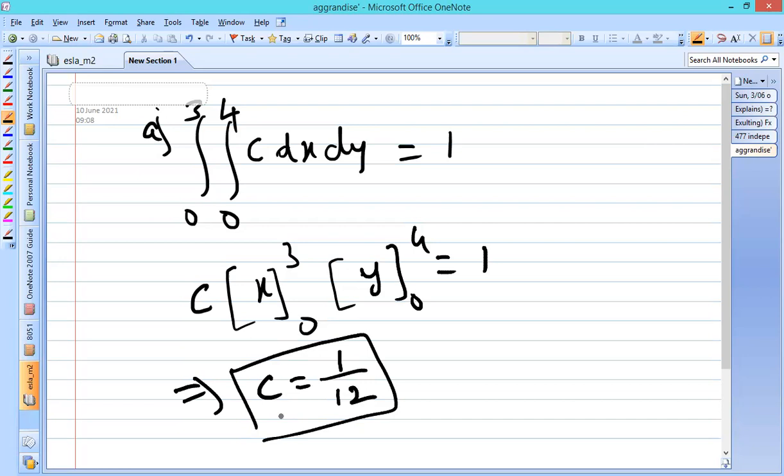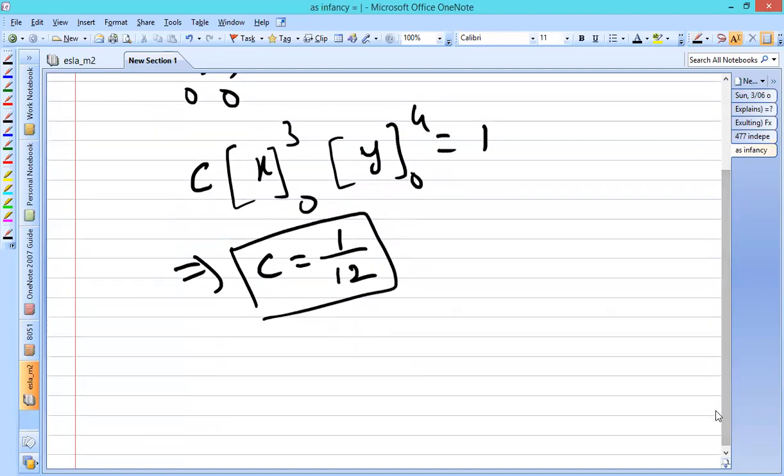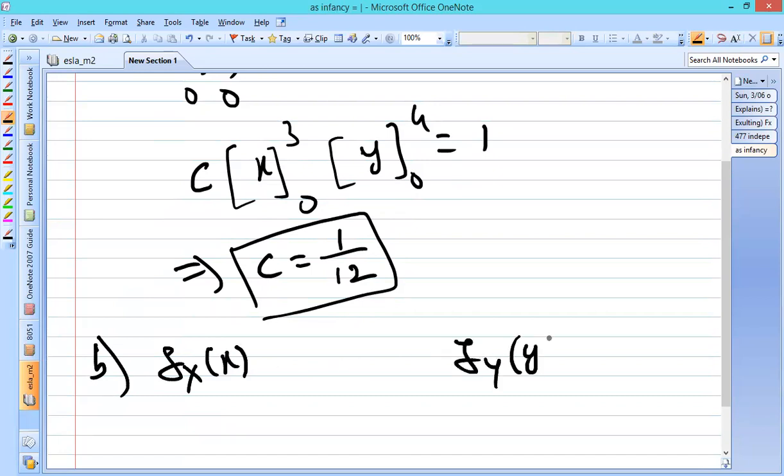And in the second part, we are asked to calculate the marginal PDF of X and Y. So we are asked to calculate the PDF for x and y. When you ask like that, it is nothing but fx of x and fy of y. So this is capital Y. So what is the equation for fx of x? This is nothing but the integral of fxy of x comma y.